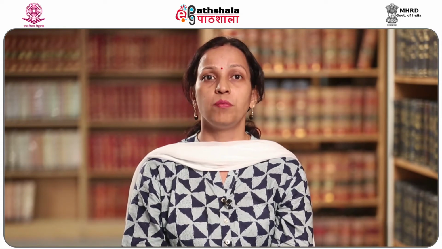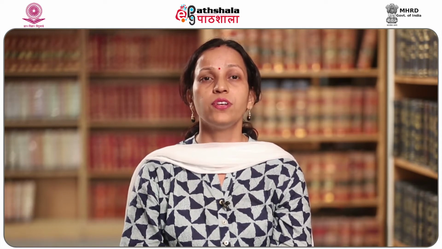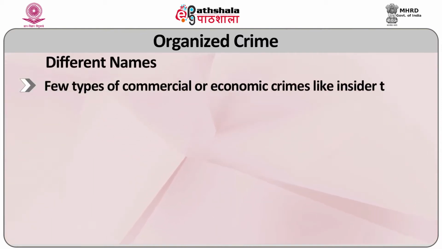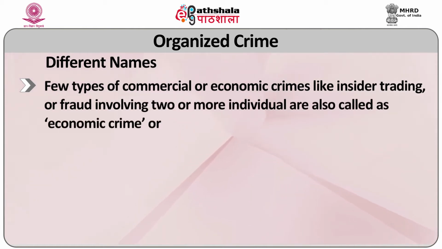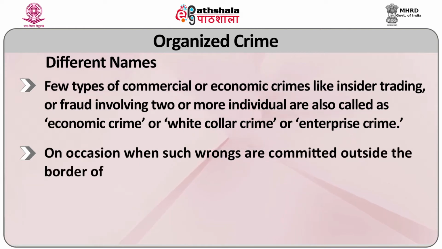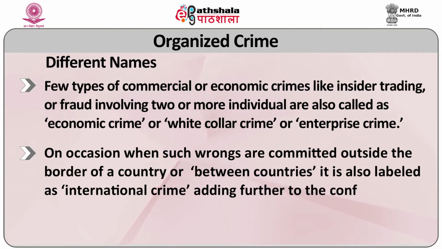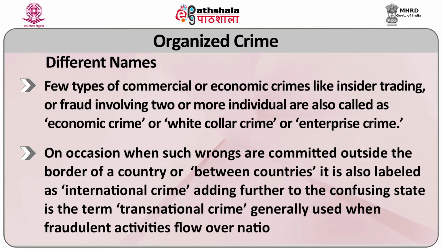The definitional dilemma led different agencies to call organized crime by different names. For instance, a few types of commercial or economic crimes like insider trading or fraud involving two or more individuals are also called economic crime, white collar crime or enterprise crime. On occasion, when such wrongs are committed outside the border of a country or between countries, they are also labeled as international crime. Adding further to the confusion is the term transnational crime, generally used when fraudulent activities flow over national boundaries.